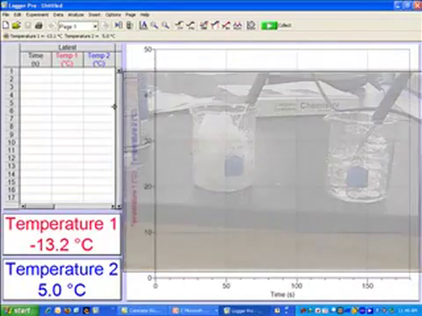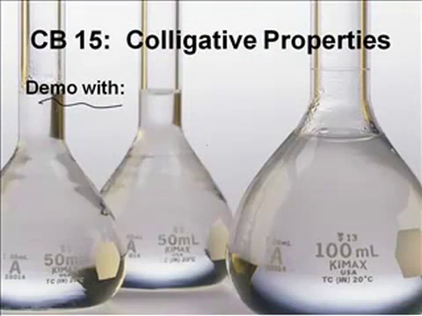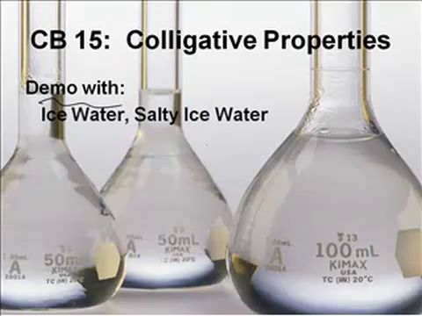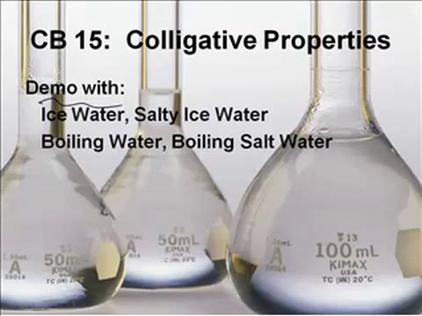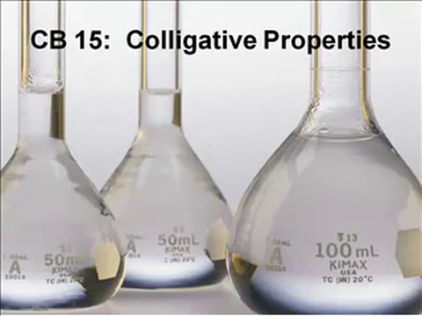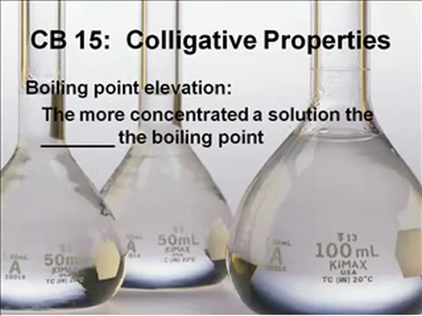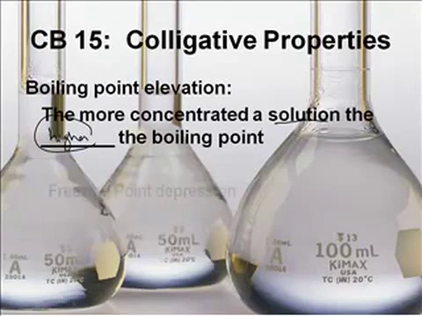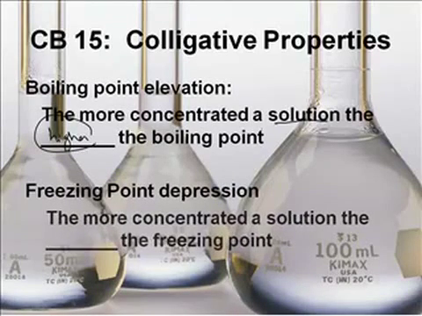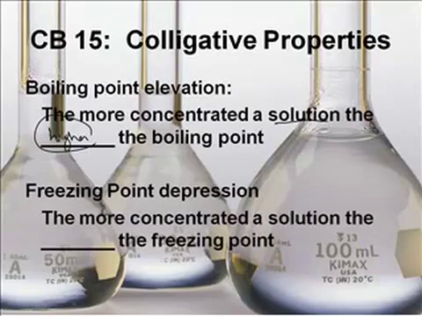So we just did that demo. So let's talk some more. So we did ice water, salty water. We could also do this with boiling water and boiling salt water, and something else would occur. All right. So there are essentially two things that could happen. If I were to have a more concentrated solution, so think of that salt water that I just had, then you would have a higher boiling point. So if I took that salt water and I boiled it, I would find a higher boiling point. And on freezing point, what you would find is the more concentrated a solution, what did we just see a minute ago? That's right, the lower the freezing point.